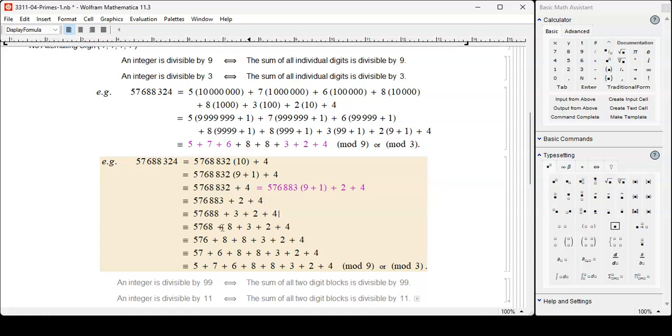Do it again, and then one more digit, 3. Do it again, and one more digit, 8. And continue until you run out of everything. Then you end up with the sum of digits.